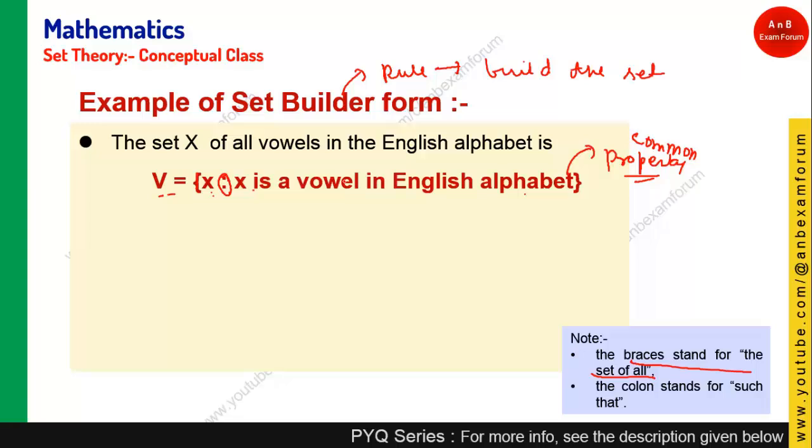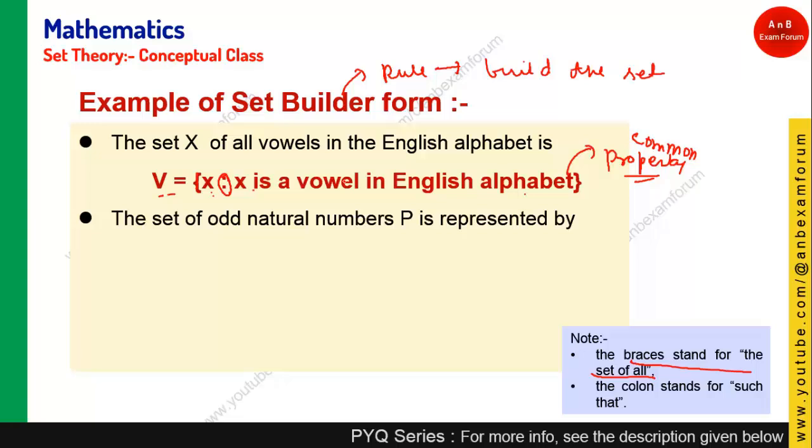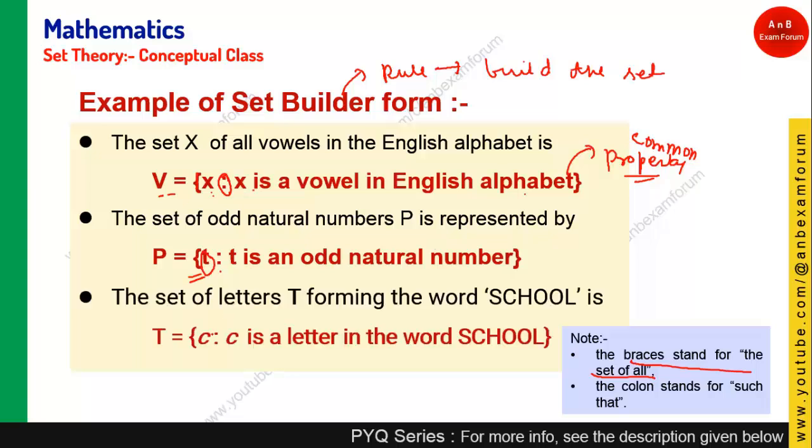Coming to the next, the set of all natural numbers in set builder form. You can use any variable, any alphabet. So if you speak in set builder form, P is the set of all the t such that t is an odd natural number. Coming to the next, again the set of all c such that c is a letter in the word school. Here the elements are not given, but with that rule you can make those elements, right?